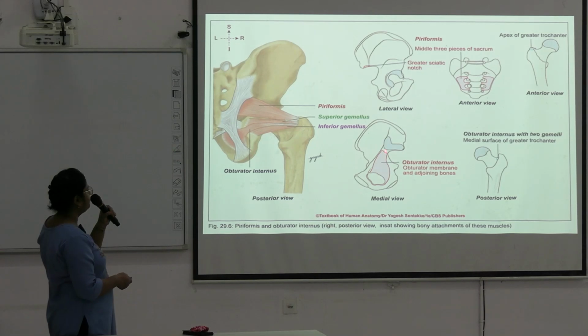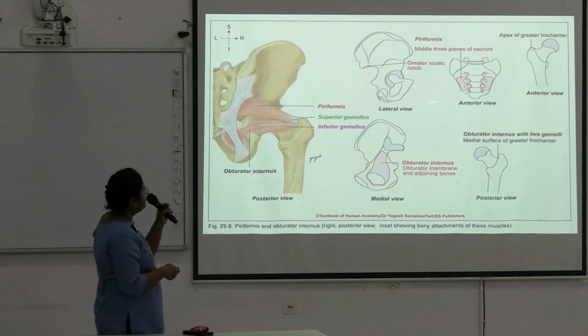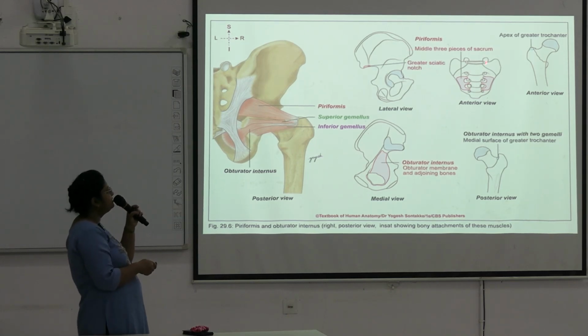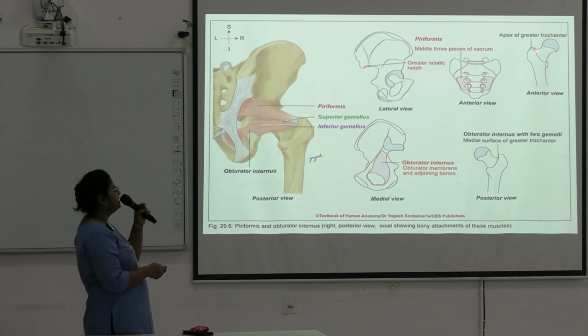Here is the origin of obturator internus, obturator membrane and adjoining bones. And here is the insertion of this muscle. At the apex, there is insertion of piriformis, and just posterior to the apex, here is insertion of these three muscles, two gemelli and tendon of the obturator internus. And here is the origin of the piriformis, middle three pieces of the sacrum, and also from the upper margin of the greater sciatic notch, and here is the insertion near the apex of the greater trochanter of the femur. This is the insertion of the piriformis.